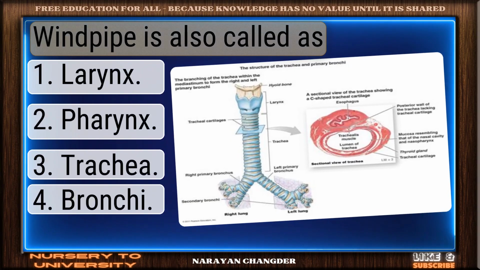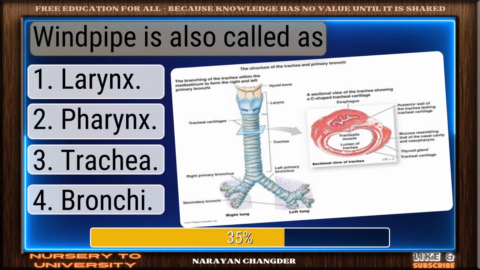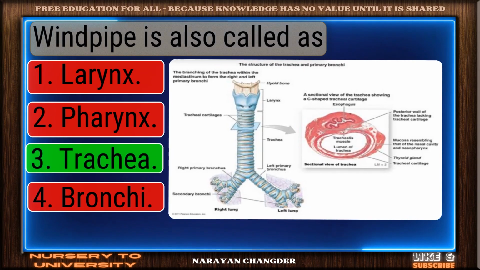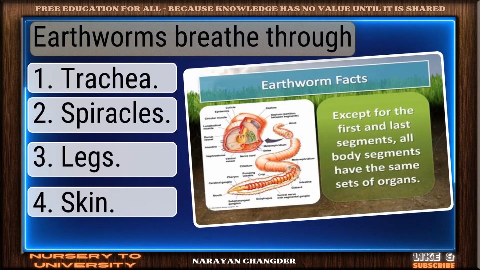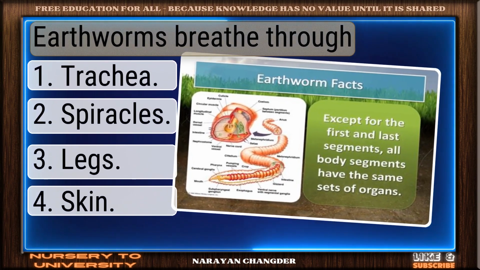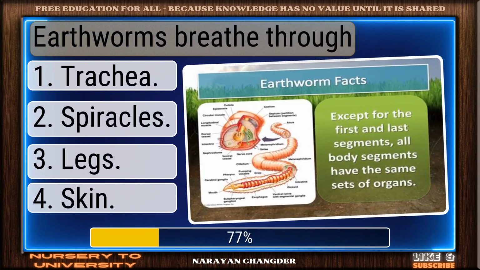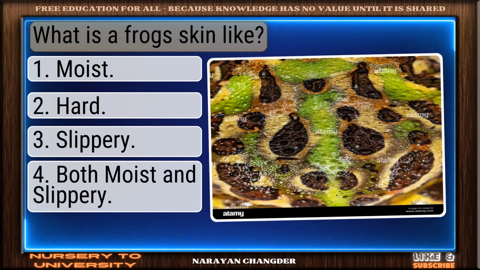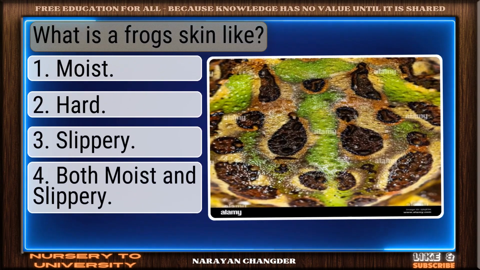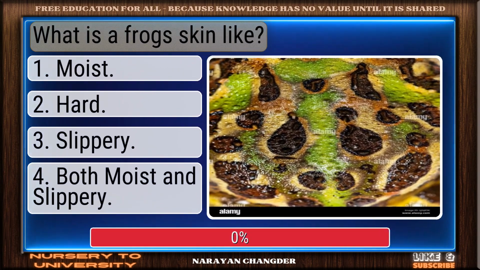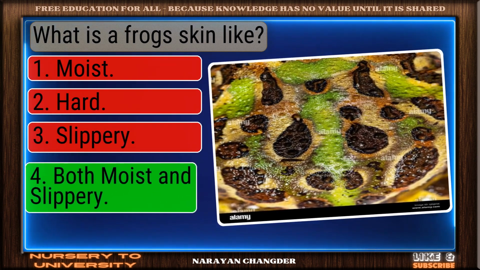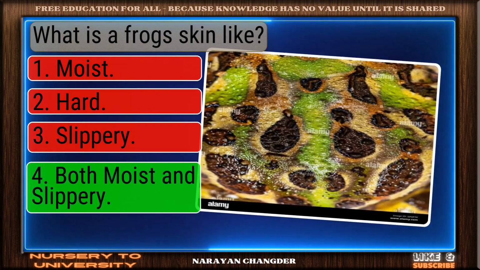Question number 256. Windpipe is also called as. Bravo. Trachea is the answer. Question number 257. Earthworms breathe through. Solid response. Skin is a valid choice. Question number 258. What is a frog's skin like? On track. Both moist and slippery is the correct answer.